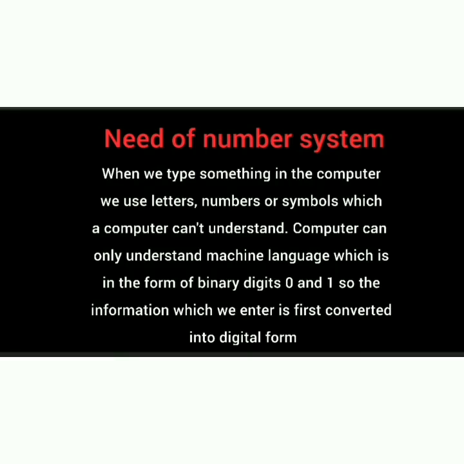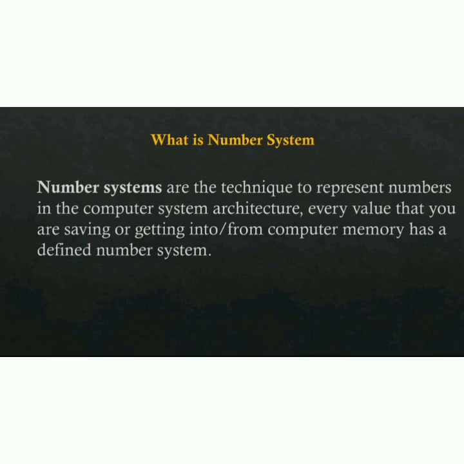As computer is a machine that can do all the calculations very fast. So when we type something in the computer we use letters, numbers or symbols which a computer can't understand. Computer can only understand machine language which is in the form of binary digits, that is 0 and 1. So the information which we enter is first converted into digital form. Now let's see what is number system.